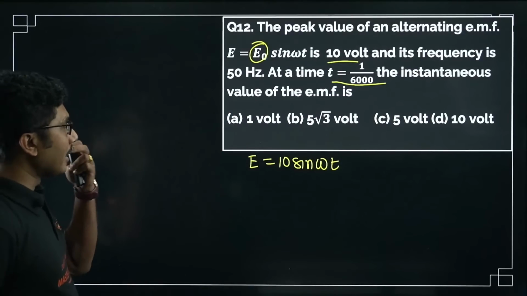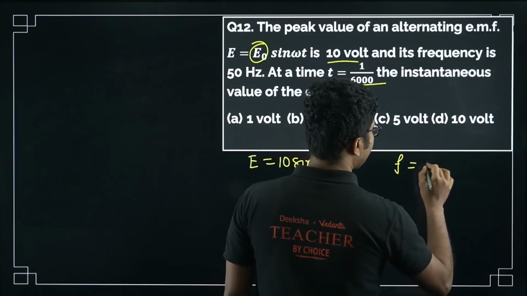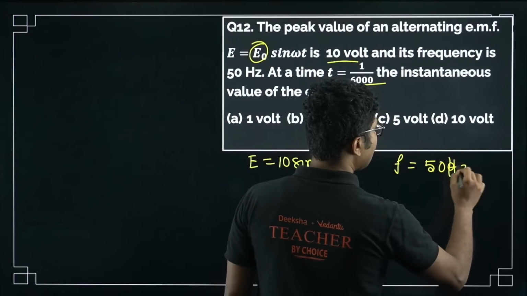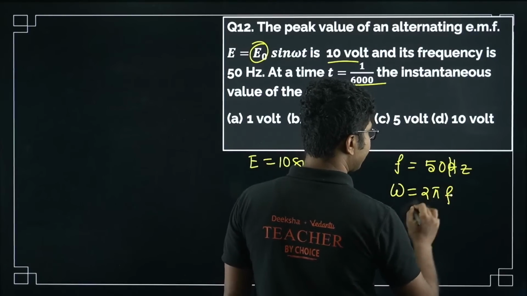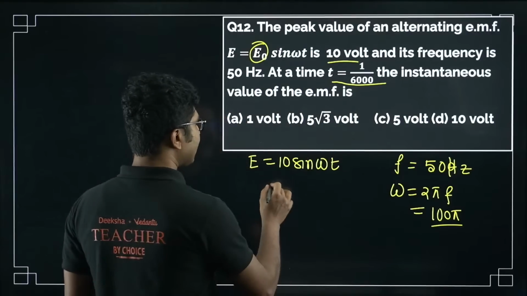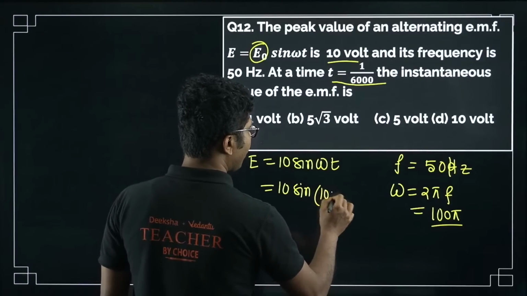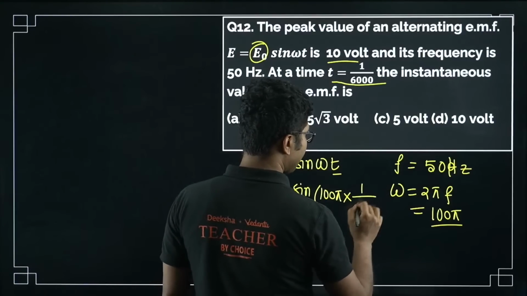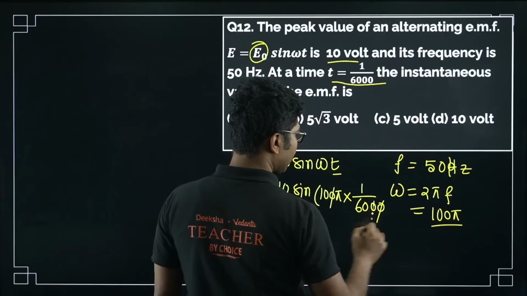Frequency is given as 50 Hz. So what is the relationship between frequency and omega? Omega is equal to 2 pi f, so that is equal to 100 pi. So the omega value is calculated. So 10 sine of omega, which is 100 pi, times the time given, 1 by 6000. Okay, so it will be cancelled.